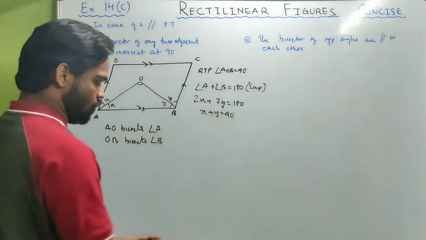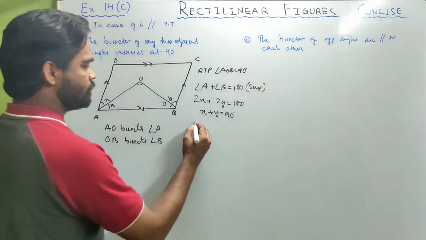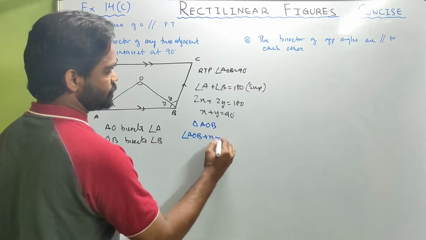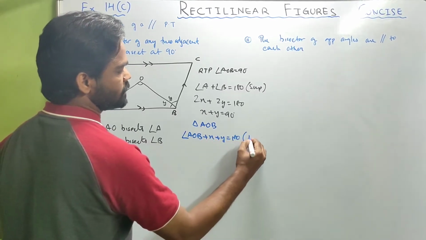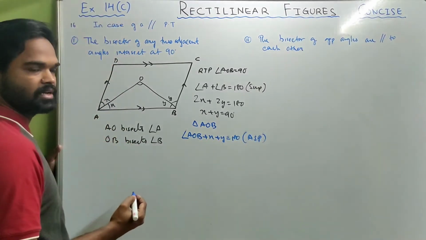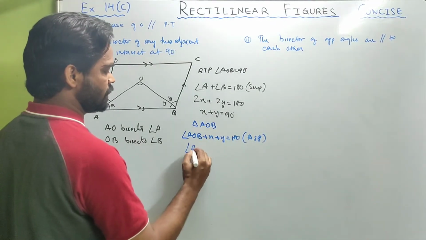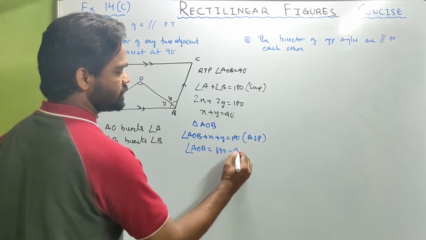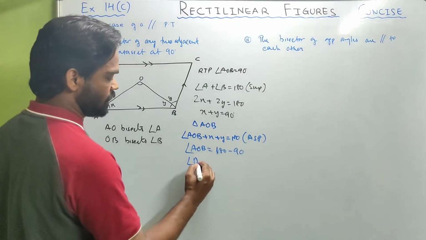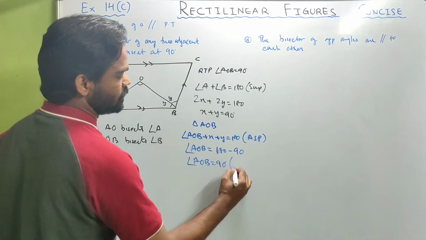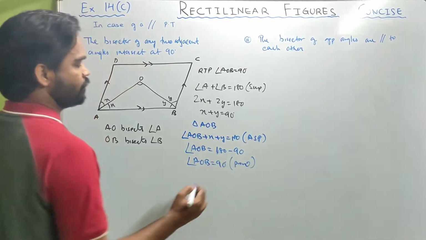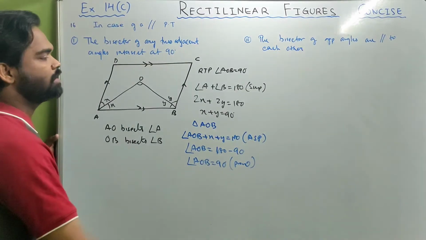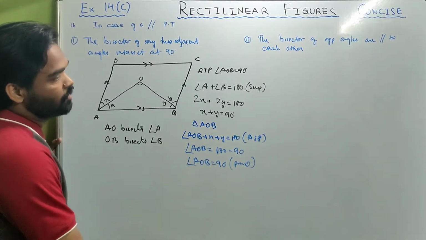Now look at triangle AOB. In triangle AOB, angle AOB plus X plus Y equals 180. That's the angle sum property, isn't it? Now X plus Y is 90, so angle AOB equals 180 minus 90, which is 90. Proof. Which means the bisectors of any two adjacent angles meet at 90 degrees. Done.